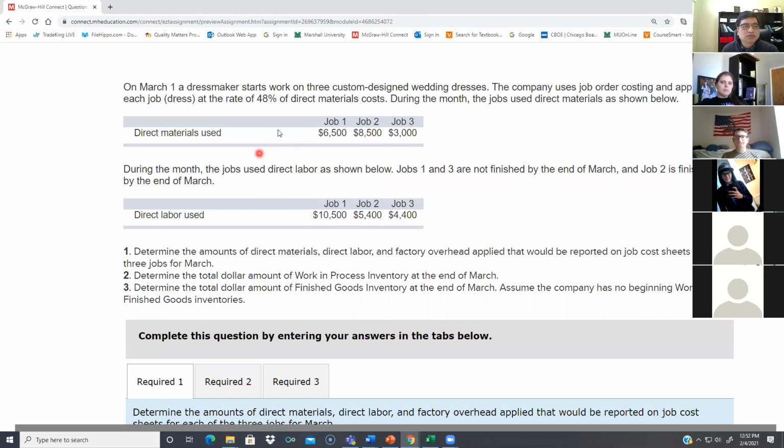March 1, same thing, custom dresses, 3 dresses are there. Job applied overhead at the rate of 48% of the direct material cost. Instead of 45%, it's 48%, that's all. That's what I'm trying to tell you, that once you understand the concept, it is just a repetition. But if you try to memorize these things, it's never going to work.